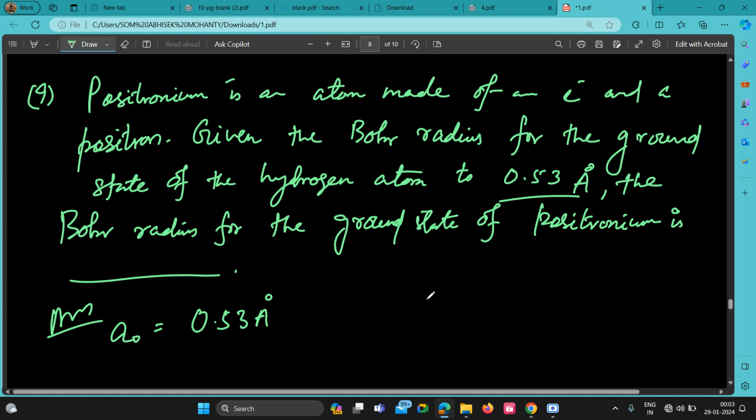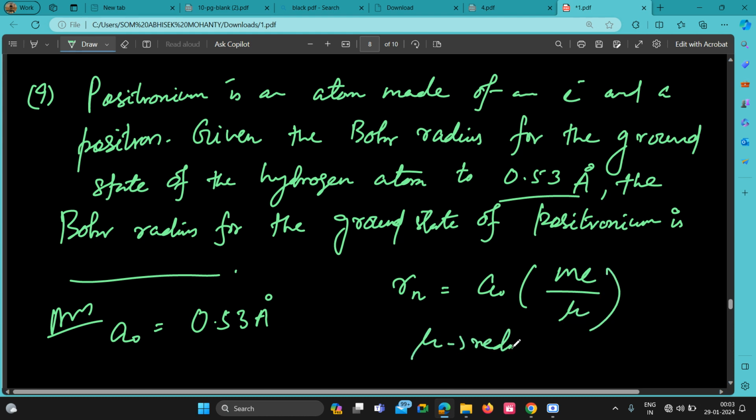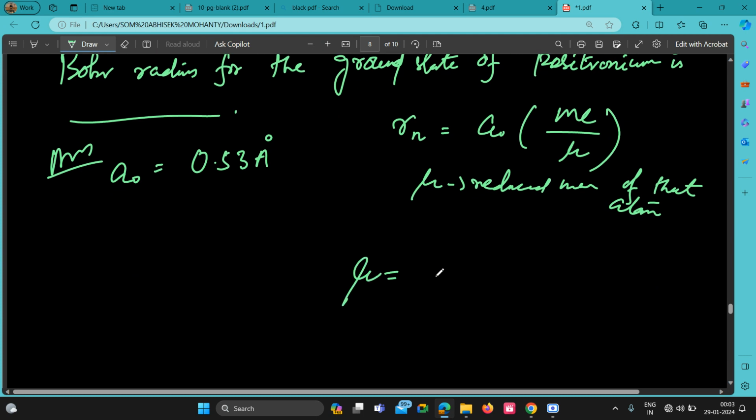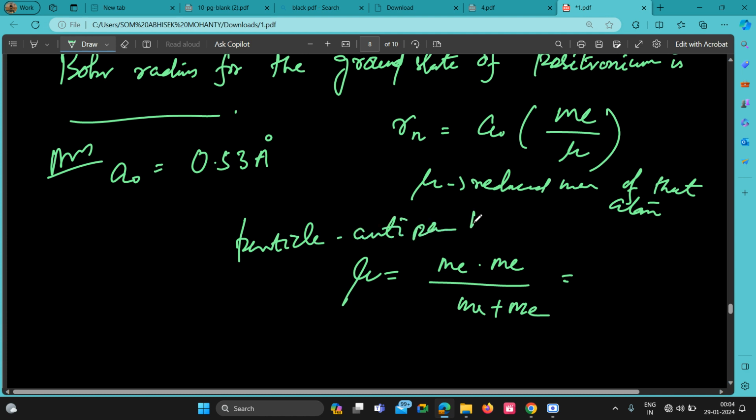So when we talk about another atom except hydrogen, the formula will be Rn equal to a naught times me by mu, where mu is the reduced mass of that atom. Here the atom is positronium, so the reduced mass will be me into me divided by me plus me, because the mass of electron and positron are the same. A particle and antiparticle pair has the same mass but opposite charge. That's the difference.